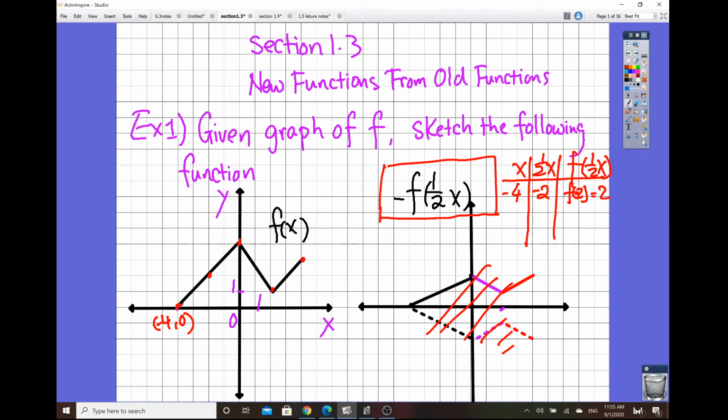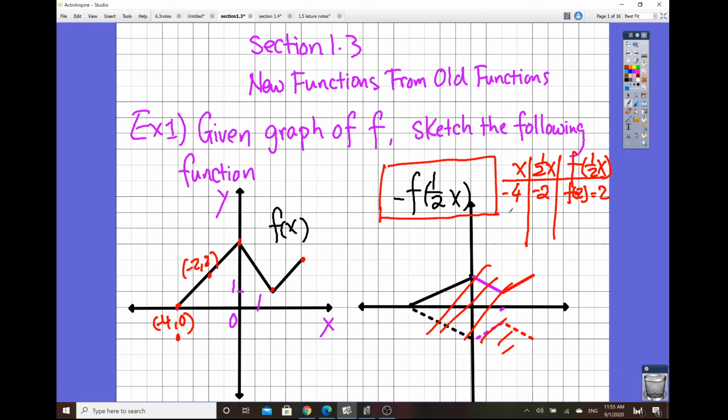Starting at this position, it's going to be negative 2, so that's down here. That means when x equals negative 4, the final y value is negative 2. Then we go through the same process, but this time we choose negative 2, 2.